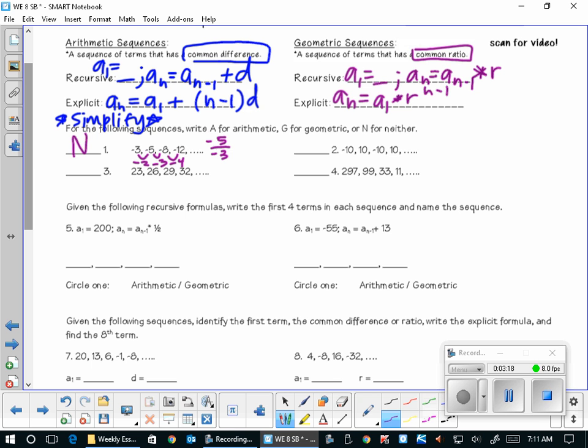Now if I go to number 2, well, if you're thinking about geometric or arithmetic again, this would be adding 20 but then subtracting 20. Well, I know that's not right, so it's not arithmetic. But what are we multiplying here? 10 divided by -10 is -1. Am I multiplying by -1 here? -10 times -1 is 10. 10 times -1 is -10. So this is geometric, and I'm going to go ahead and write down my common ratio is -1.